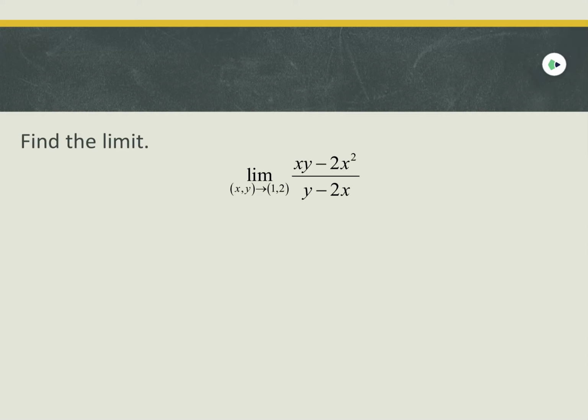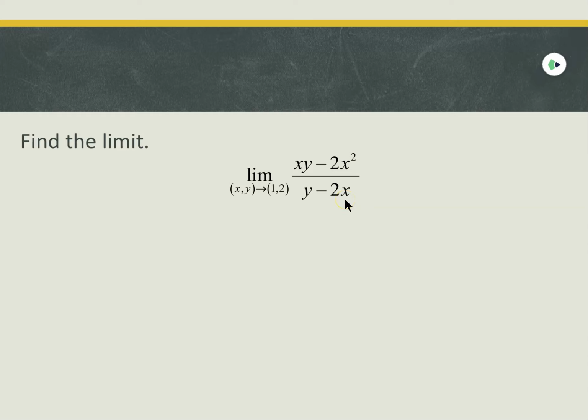Let's look at a second example. In this case, we're looking at the limit as the point xy approaches the point 1, 2 along any path. And we're considering the function with xy minus 2x squared in the numerator and y minus 2x in the denominator.